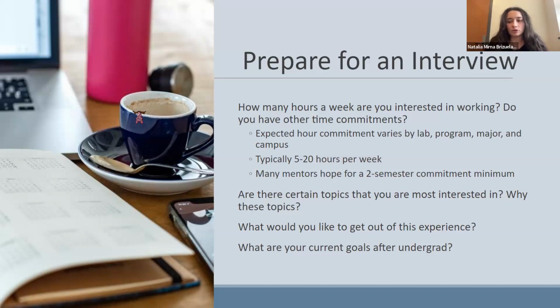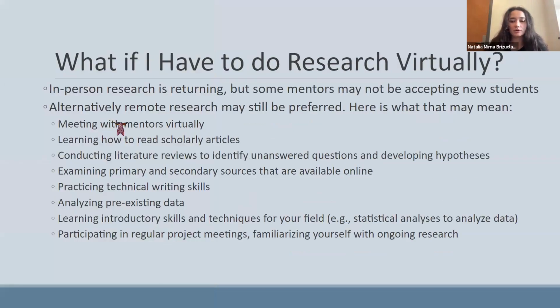Are you looking for something to help you get into grad school? There's a lot of reasons why you could possibly want to do research, and I'm sure everyone has their own individual reason. But make sure that the professor knows that. That way, once again, they can best help you reach your goal. Yeah, so what are your current goals after undergrad? We kind of talked about that too.